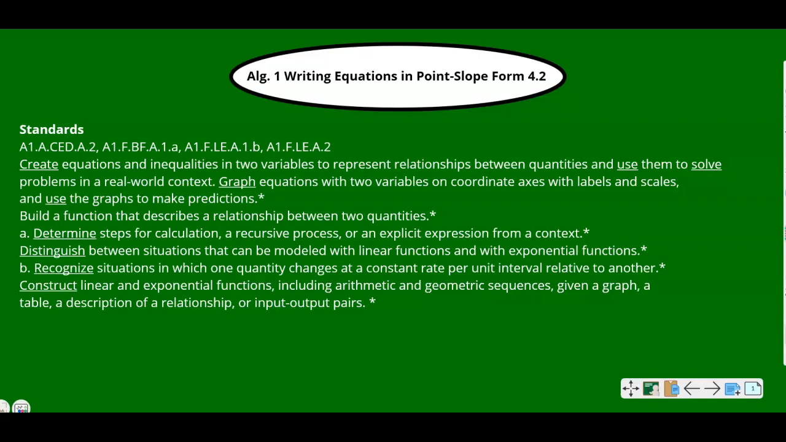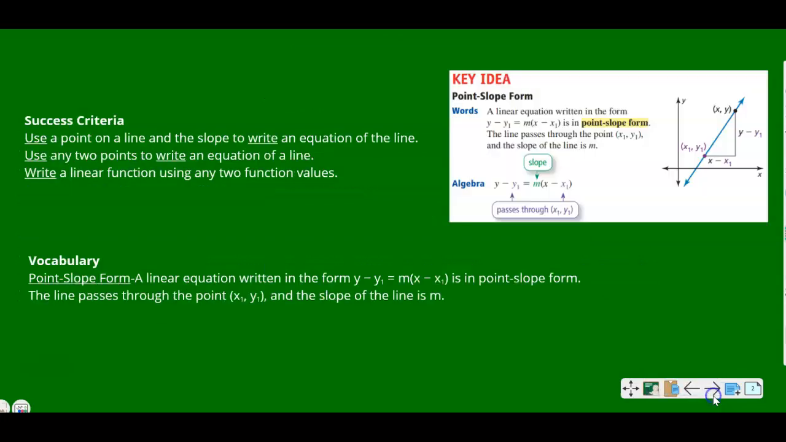Writing equations in point-slope form. All right, so here are the standards. Remember, the standards do overlap from one section to the next, so you have seen some of these before, but remember these are important as these are the state standards that you need to be familiar with and make sure that you can do by the end of the term.